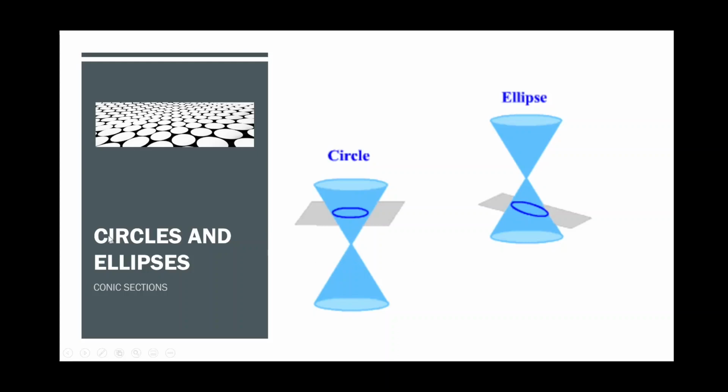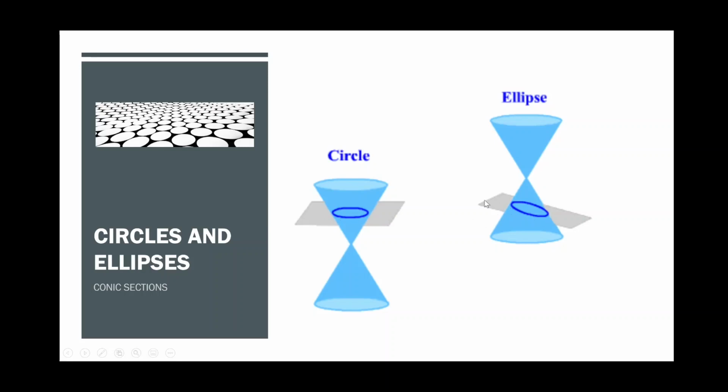Welcome to a video on circles and ellipses, which come from conic sections. So imagine if you had a cone and you were to cut it by a two-dimensional plane parallel to the base of the cone. That cross section will be created here in the shape of a circle.